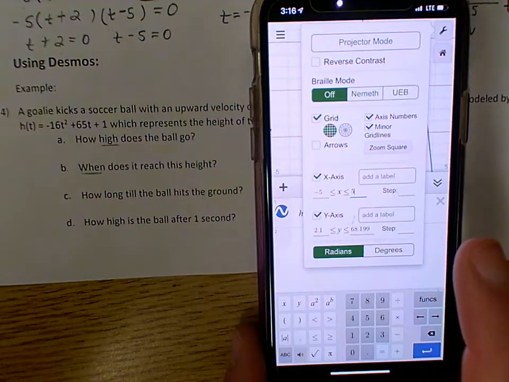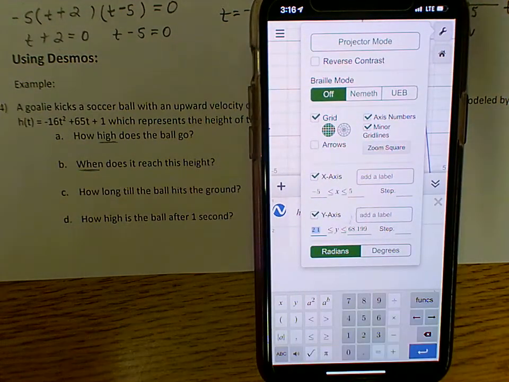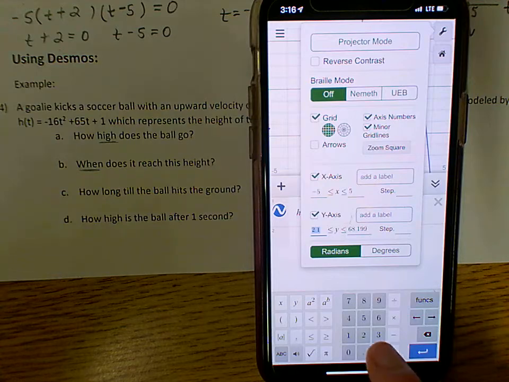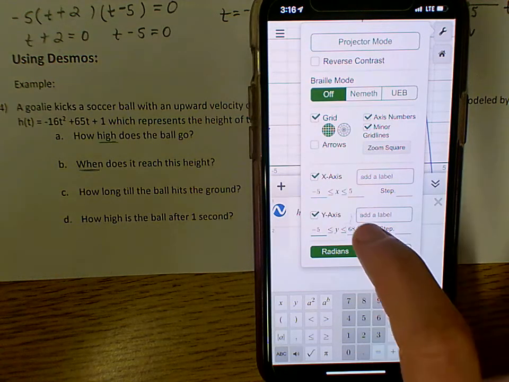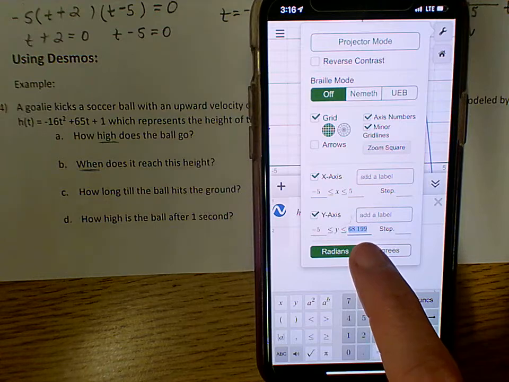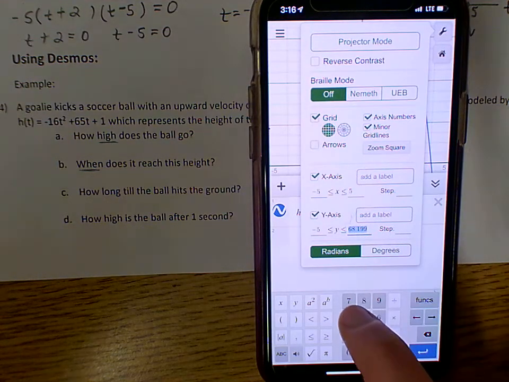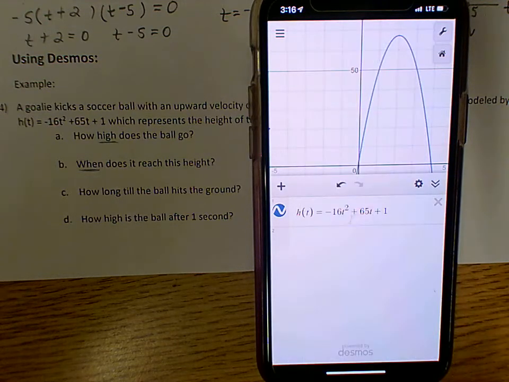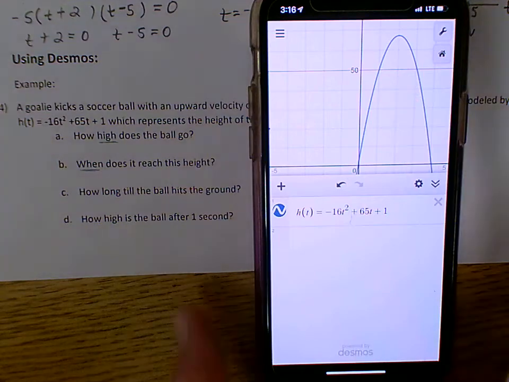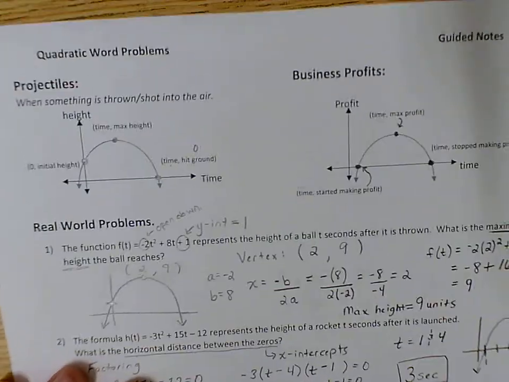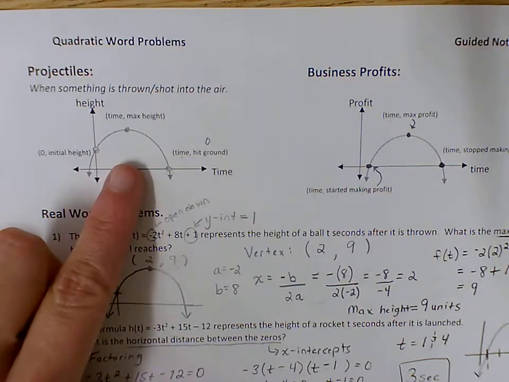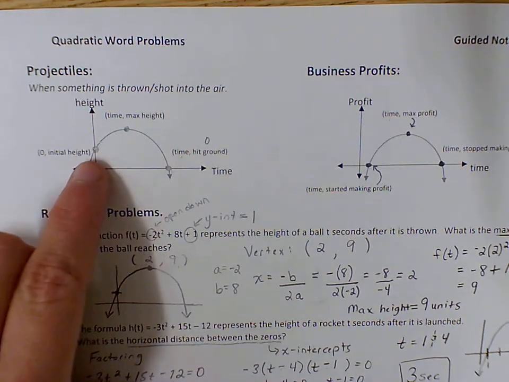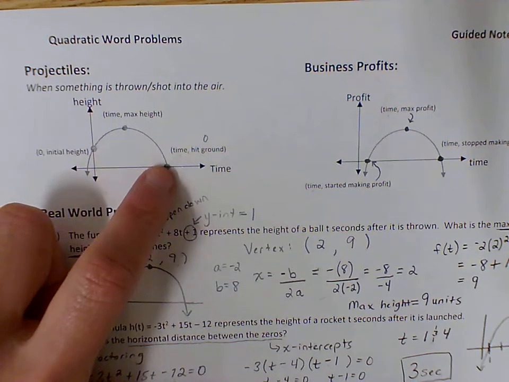And then my y-axis is how far you can see up and down. This left number is how far down you can see. So maybe I'll make it -5, and then how high I can see. When I adjusted it, it was at 68, so maybe I'll go a little higher than that. And then I'm going to look at my graph. After you type that in, you can look at your graph, and if it looks better, which mine definitely does, then I'm good. Just make sure that you can see all the key points. Remember, when something's being thrown in the air, like this soccer ball, your goal is to see where it crosses the y-axis, the maximum point, and then where it hits.